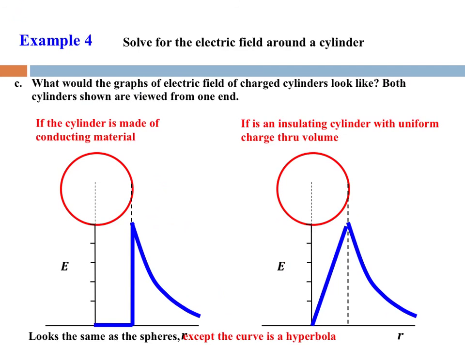Again, in these graphs, you're seeing it from one end of the cylinder. So if the cylinder is made of conducting material, it's going to follow the shape on the left-hand side. If it's made of an insulating material and the charge is uniformly distributed throughout its volume, it's going to represent the graph on the right-hand side. Again, the end part of it is going to be very similar, except the curve is a hyperbola instead.